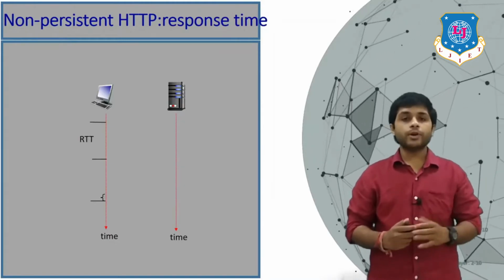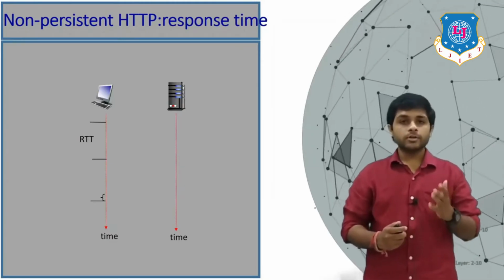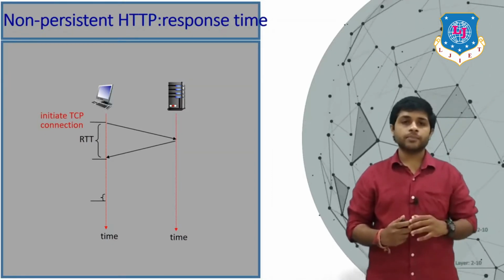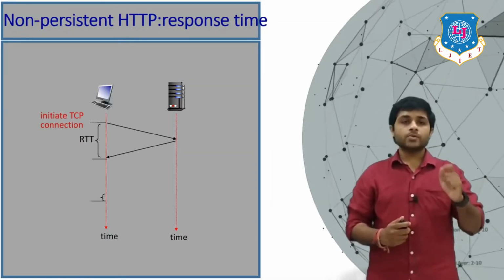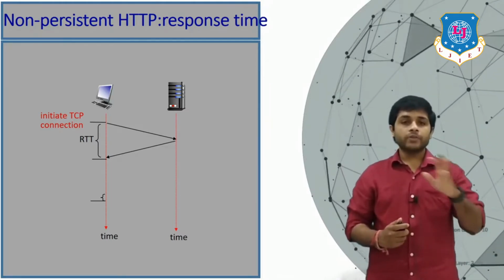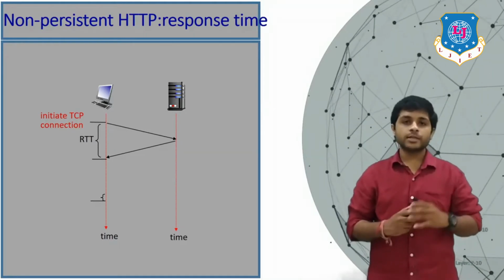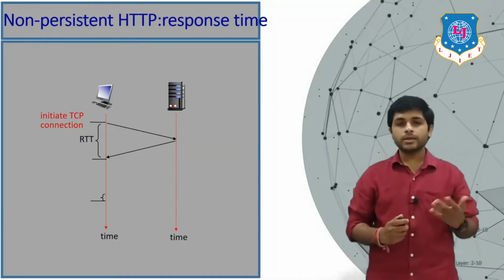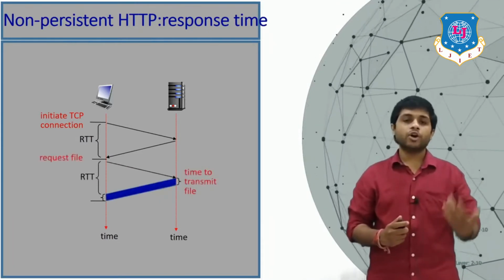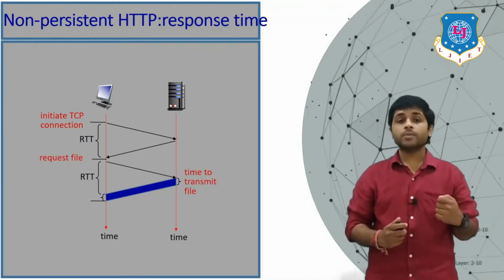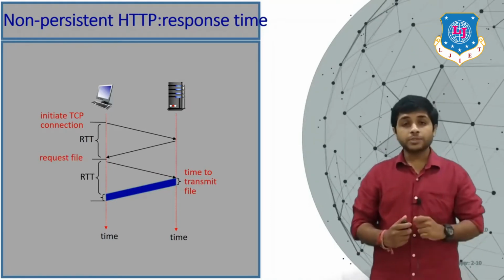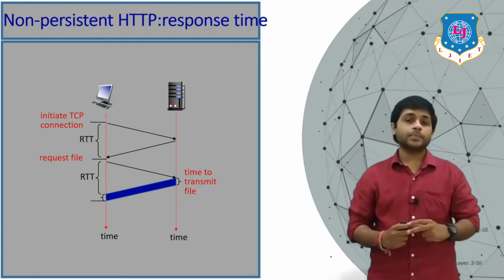Suppose there is one computer and a server. Your computer is requesting and the server is replying, so the connection is established. You can see that it takes 1 RTT. It means round trip time. After the connection is established in the non-persistent HTTP, your computer will request a particular object and the server will reply with that object. So it again requires one more RTT. So you can see that to access one object, it requires 2 round trip times.